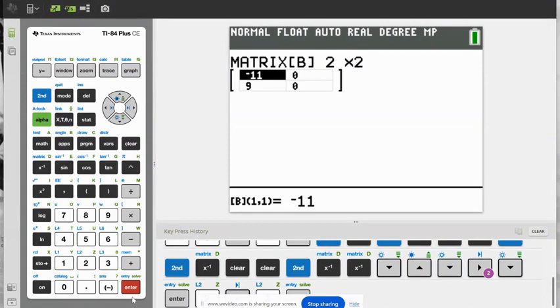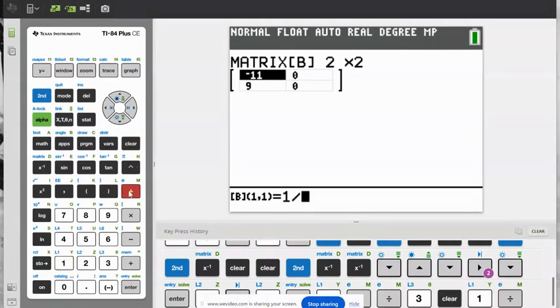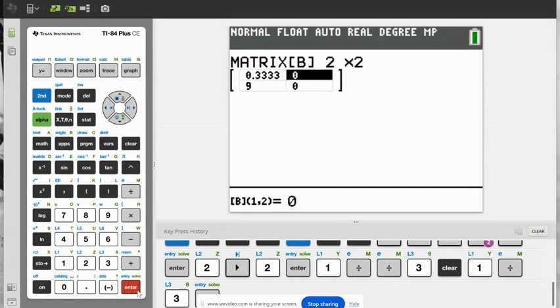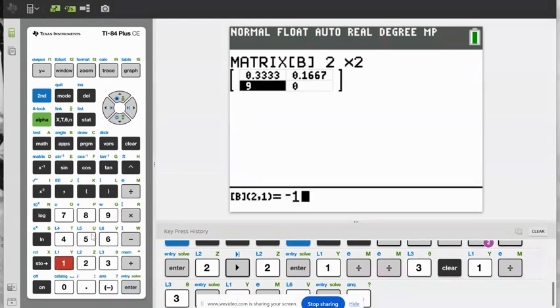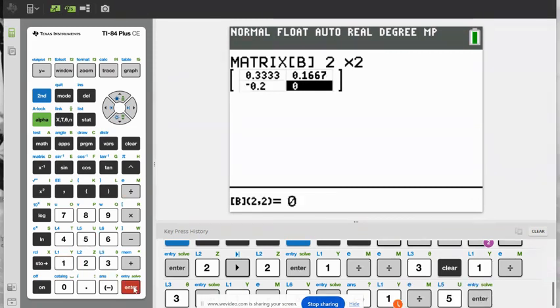The first element is 1/3. The way you're going to represent that is 1 division sign 3. And then 1 division sign 6. -1 division sign 5. And lastly, 3 division sign 10.